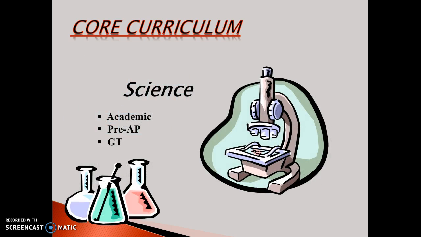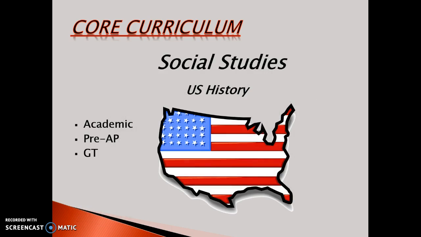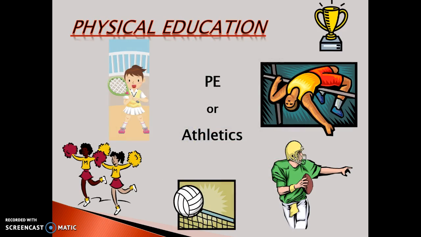For science, you can choose academic, pre-AP, and GT if you're already identified as a GT student. For social studies is going to be U.S. history. You can also choose academic, pre-AP, or GT. For PE, everyone will be enrolled in PE or athletics. If you're already in athletics, you will be enrolled in athletics unless a decision is made for you to not be in athletics by you, your parent, and or the coaches.